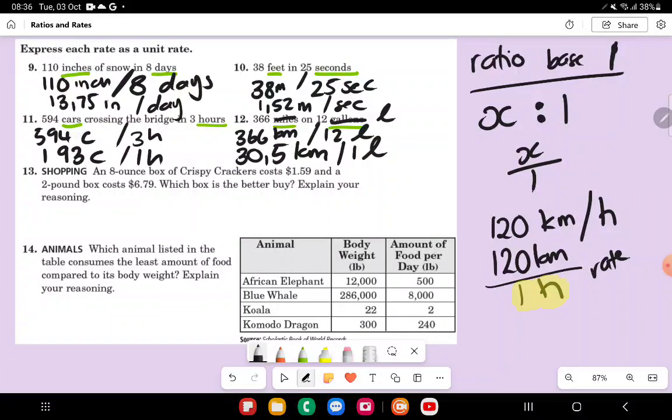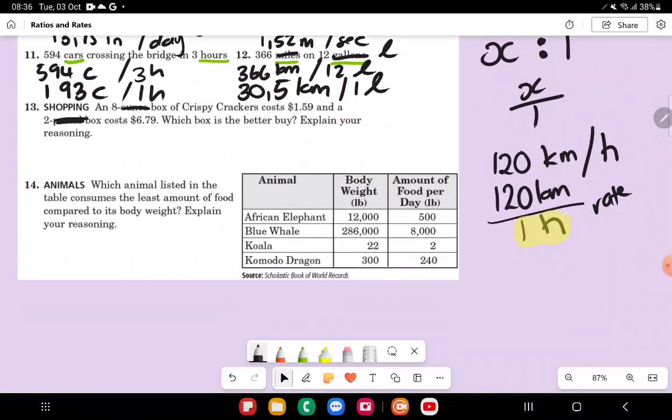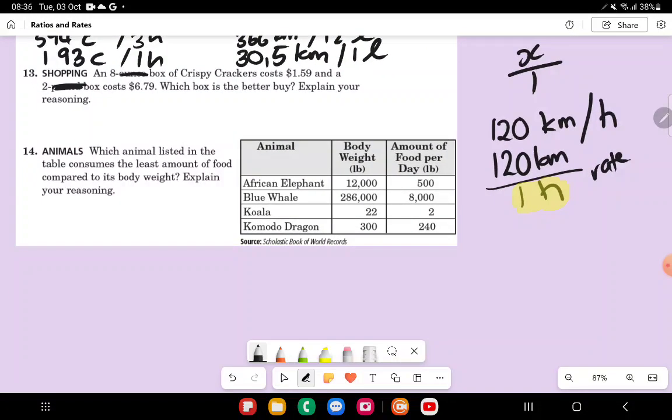Shopping, they're saying an 8-ounce box costs $1.59 and a 2-pound box costs $6.79. Which box is a better buy? So again, we're going to skip this because you don't know how to work with ounces and pounds. Let's look at the last one, which is the animal one. Which animal consumes the least amount of food compared to its body weight? Explain your reasoning. So we're going to do a ratio or a rate for each one, the rate of consumption.